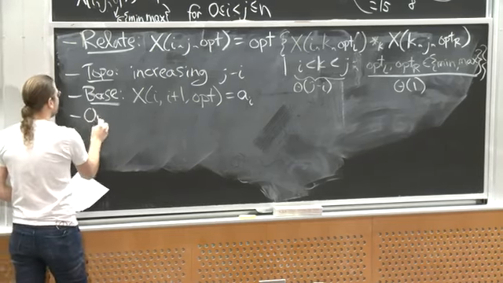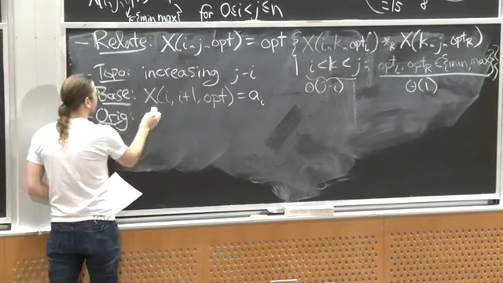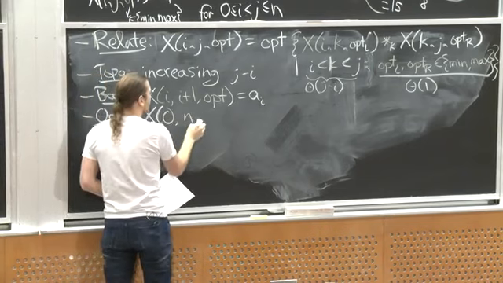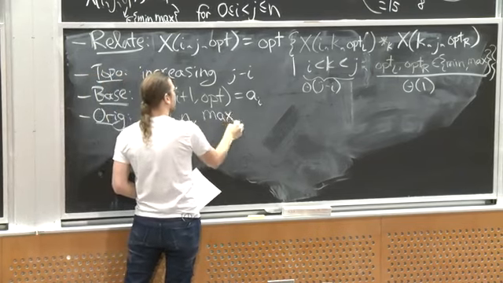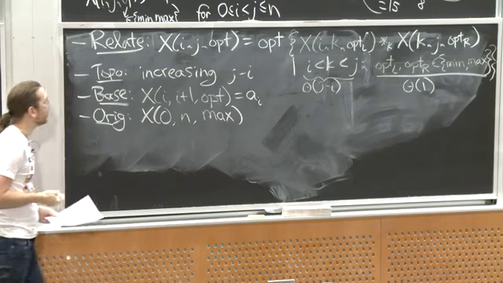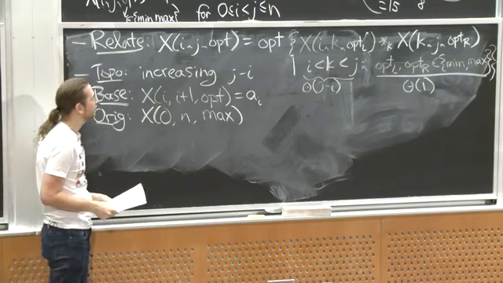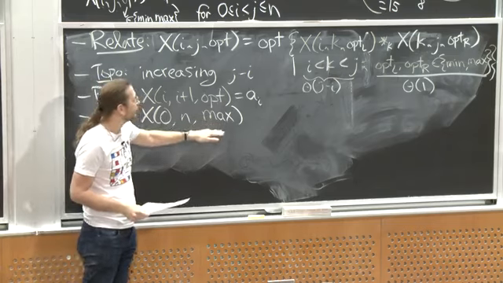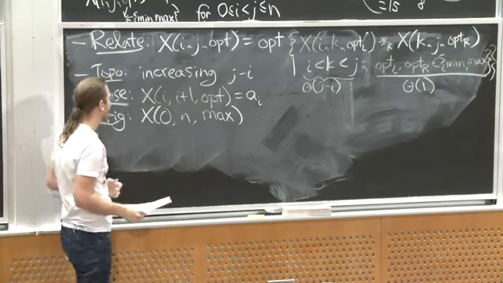Okay, and then the original problem we want to solve is x of 0, n, max. You could also solve min and see how small you can get it. So if you wanted to maximize the absolute value, you could solve the max problem and the min problem and take the largest of those 2 options.